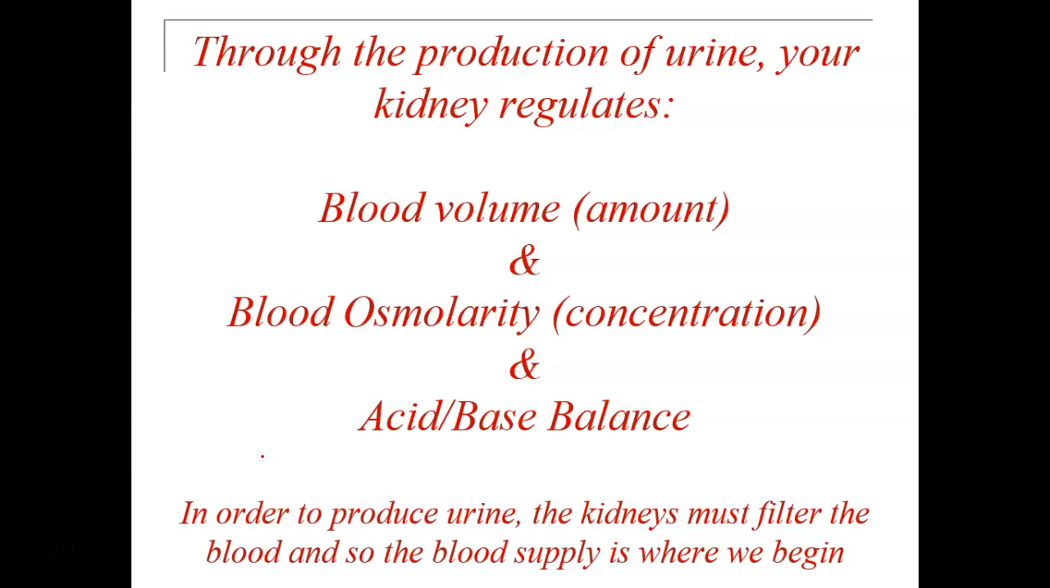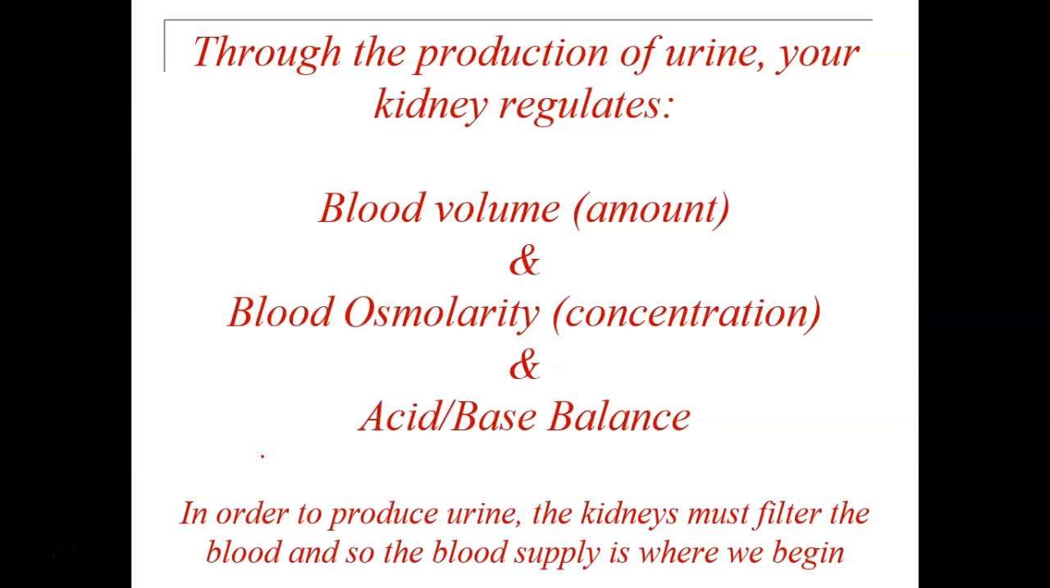So we see through the production of urine, right? The kidney regulates volume, osmolarity, and acid-base balance. Blood volume is just simply the amount. Blood osmolarity, think of that as being the concentration. Chemists would yell at me, but for all intents and purposes, just think of concentration. Acid-base balance, I've alluded to it a little while ago, and we'll talk more about it in the future.